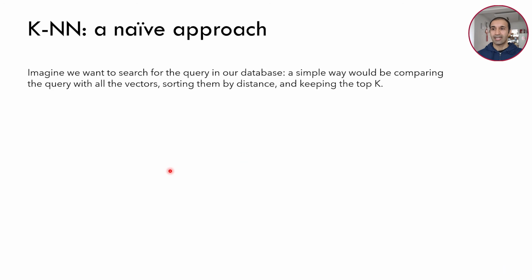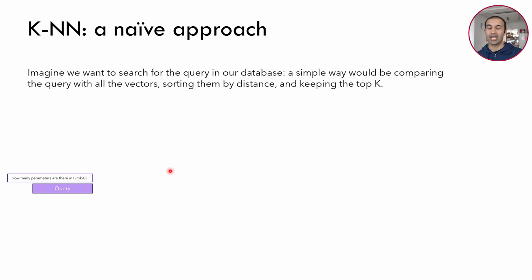Now, KNN is an algorithm that allows us to compare a particular query with all the vectors that we have stored in our database, sort them by distance or by similarity, depending on which one we use, and then we keep the top best matching.